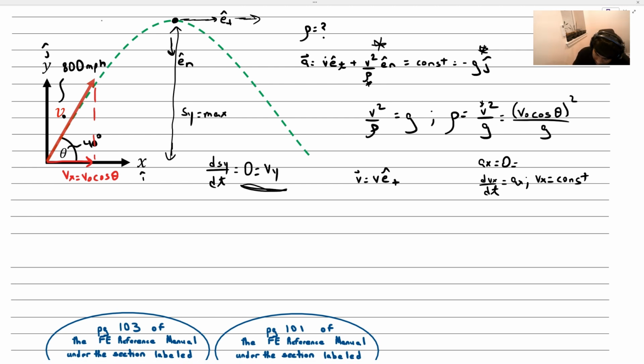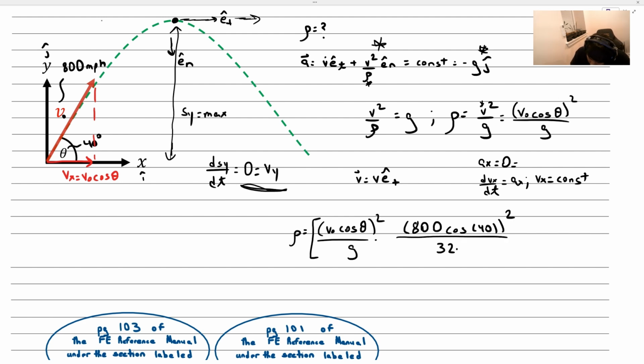Okay, let's get right back into it. So what we have to work out now is just the units here. We have V naught cosine of theta, this entire term squared, divided by g. We know that the initial speed is 800. The cosine of 40 degrees is what we use. We're going to square this entire term and divide it by gravity, which in the English system is 32.2.